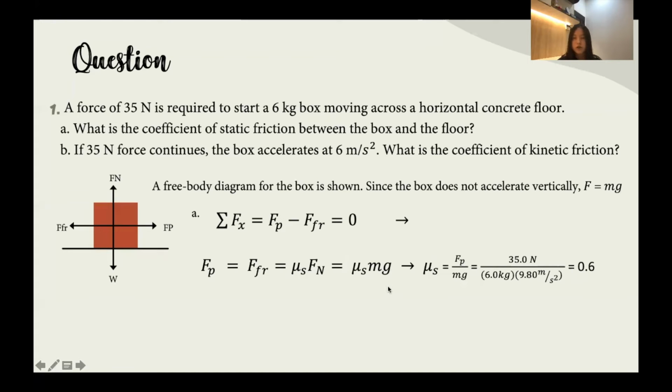From the equation we got before, the coefficient of static friction equals the applied force divided by mass times gravity. Next we input the values of the applied force, mass of the box, and gravity, which are 35 Newton divided by 6 kg times 9.8 meters per second squared. We get that the coefficient of static friction between the box and the floor is 0.6.